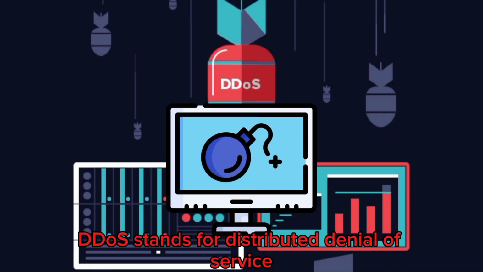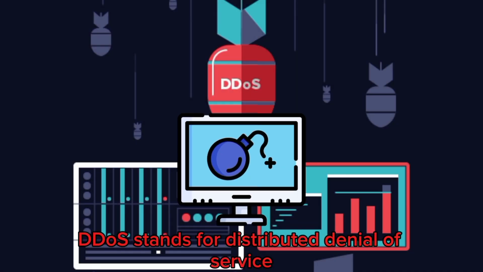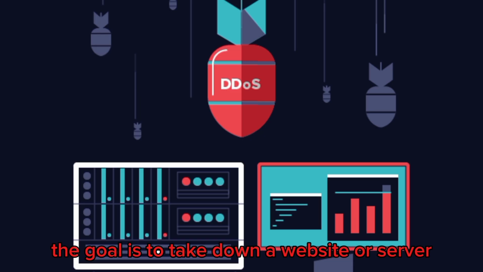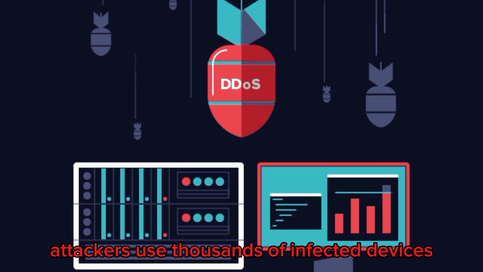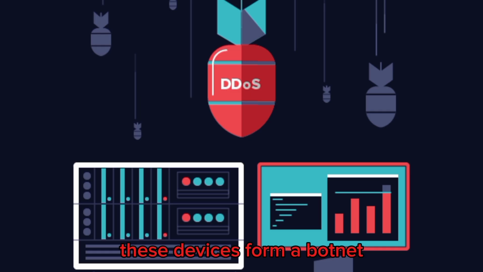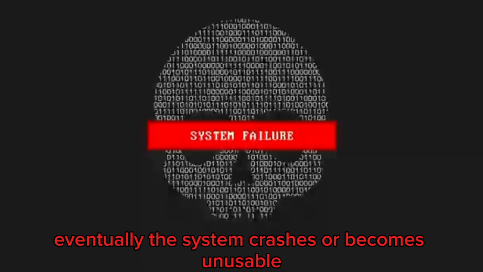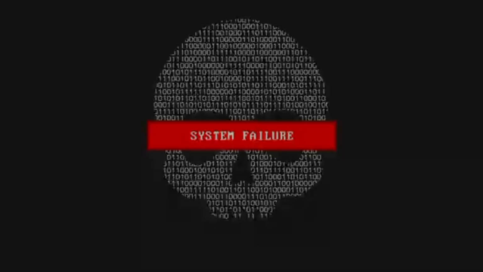DDoS stands for Distributed Denial of Service. It floods a system with fake traffic. The goal is to take down a website or server. Attackers use thousands of infected devices. These devices form a botnet. They send non-stop requests to the target. Eventually, the system crashes or becomes unusable.